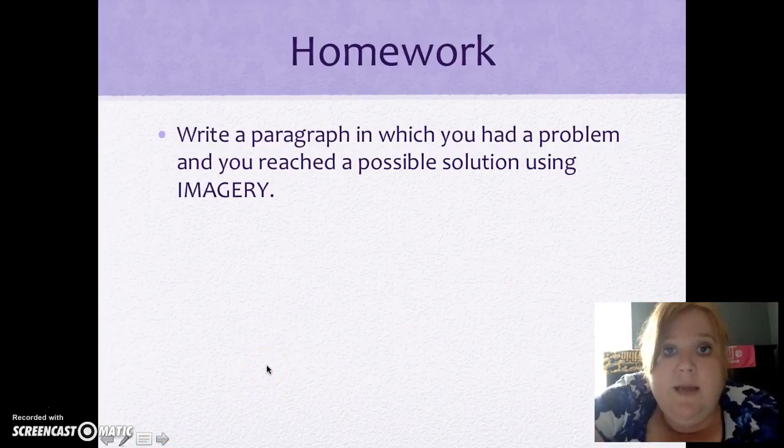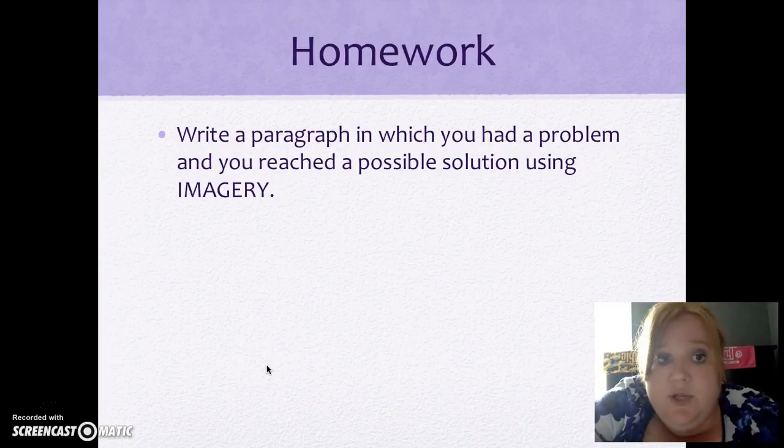For your homework tonight, you're going to write a paragraph in which you had a problem and you reached a possible solution using imagery. In one of the previous videos, you've talked about making the reader see an image in their mind. Be sure to include the problem and solution as well as the imagery in one action-packed paragraph.